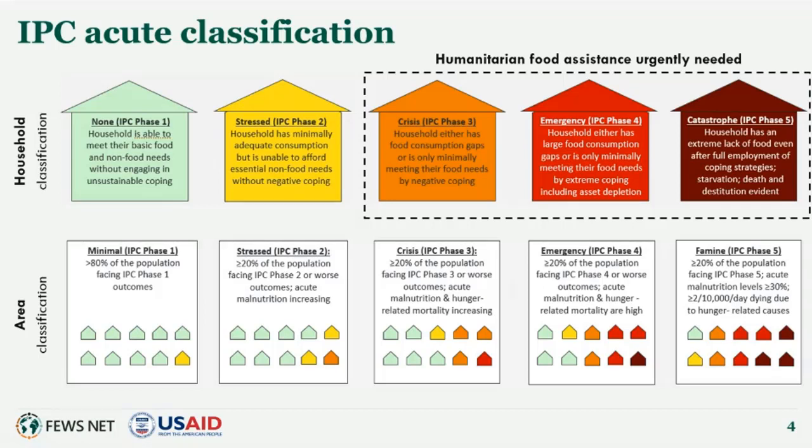So a key point for interpreting our mapping is therefore that within any given area, there can be a sizable share of households facing worse outcomes than the overall area level classification, but this group would be less than 20% of the area's population at maximum. And at the area level, you'll note that the phase definitions are similar to those at the household level, but also include criteria for incorporating population level data on acute malnutrition and mortality in classifying an overall area.